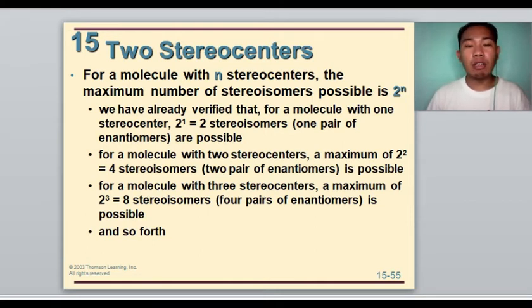For a molecule with 3 stereocenters, a maximum of 2 raised to 3, that means 8 stereoisomers. 4 pairs of enantiomers are possible.